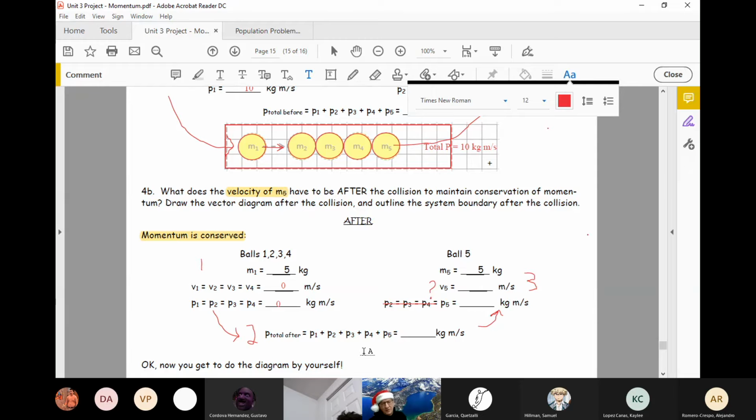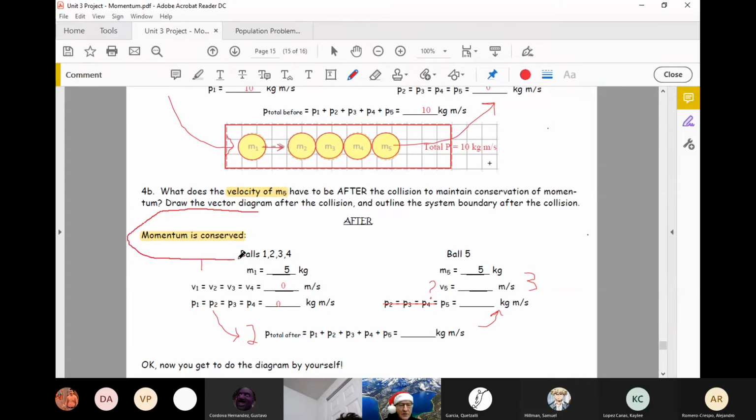Okay, now the part that we have to think about the hardest. Like I said, at this point, we're going to work backwards. We've got to find the total momentum in order to find the velocity. We have to do total momentum first. Okay? So think about it a minute. Who am I picking on now? It looks like Kaylee. I'll give you a hint. Your total momentum after the collision is all of these added together, right? All 5 balls.